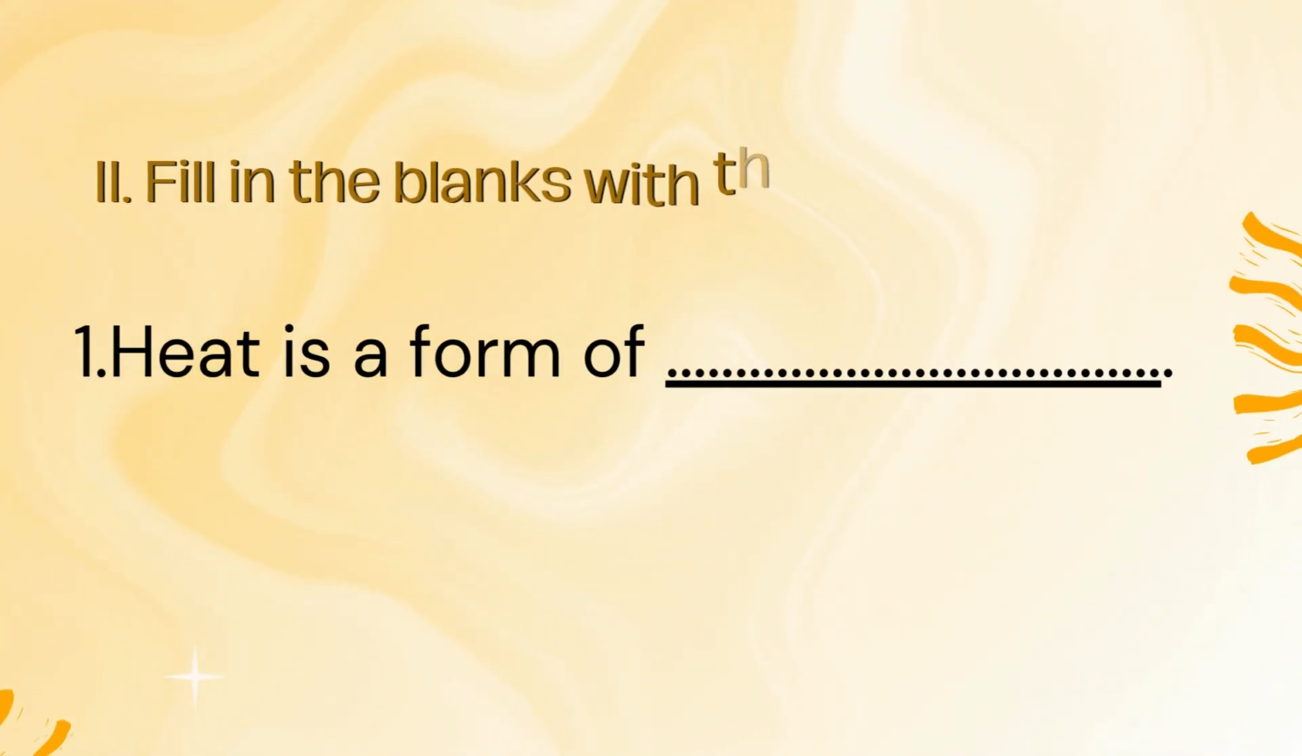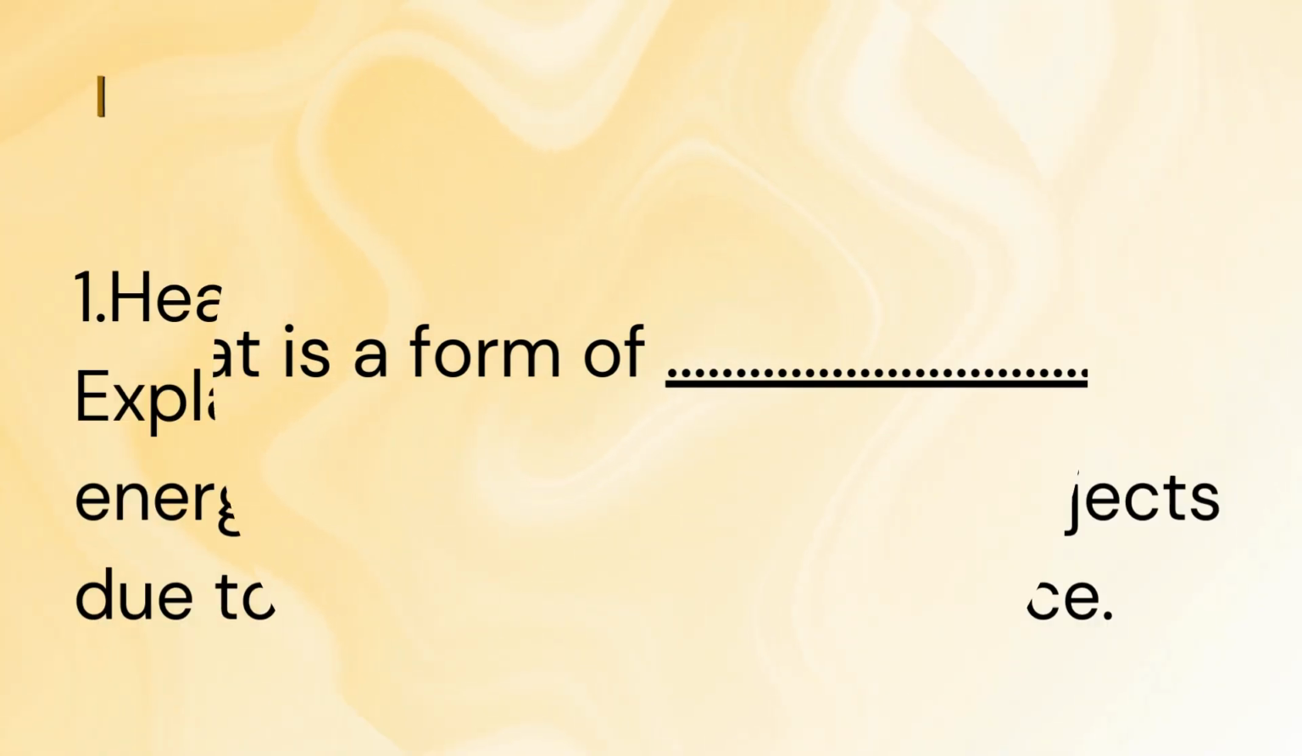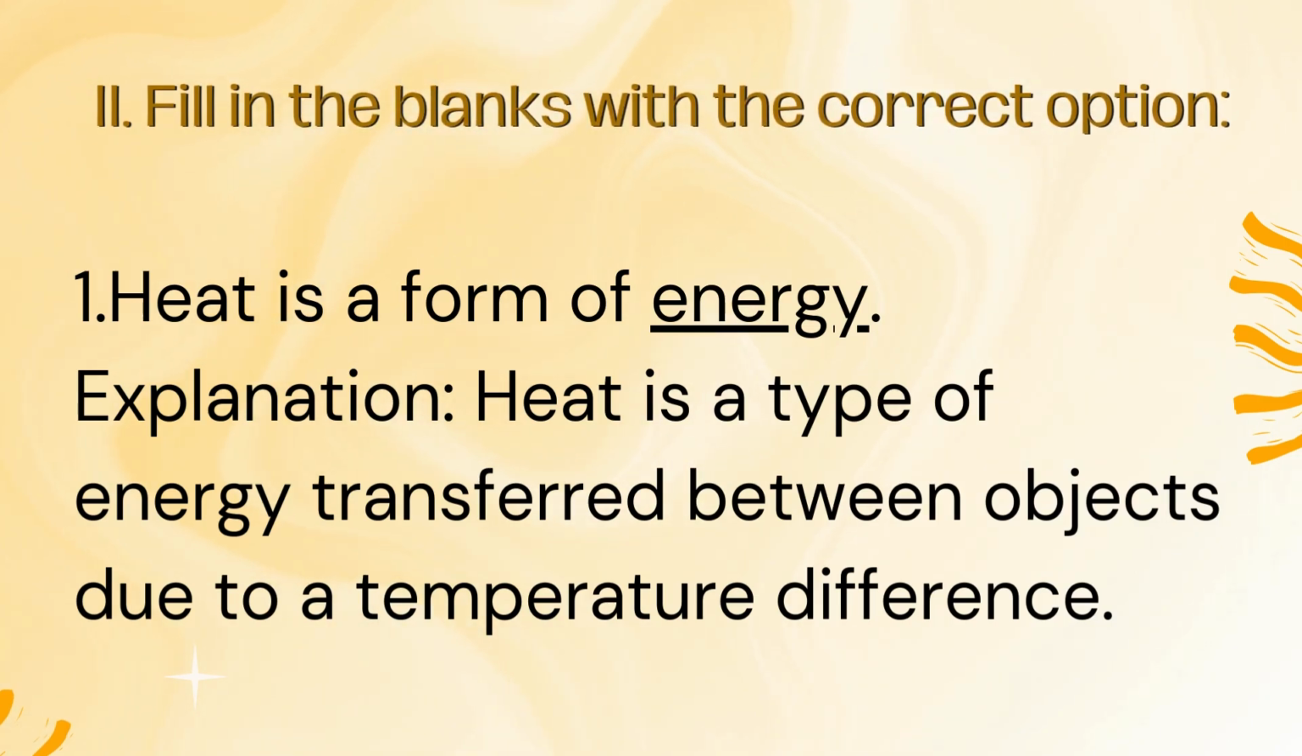Question number 2, fill in the blanks. A. Heat is a form of dash. Answer is heat is a form of energy. Explanation: heat is a type of energy transferred between objects due to a temperature difference.